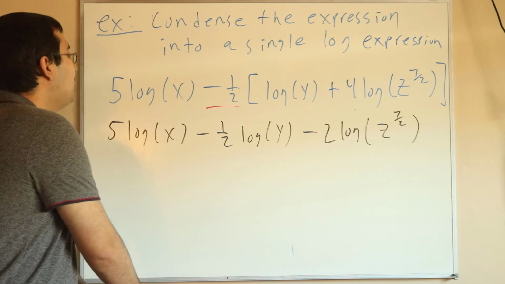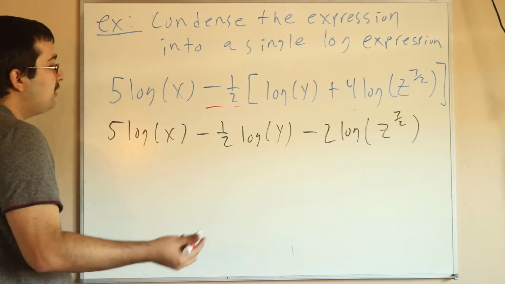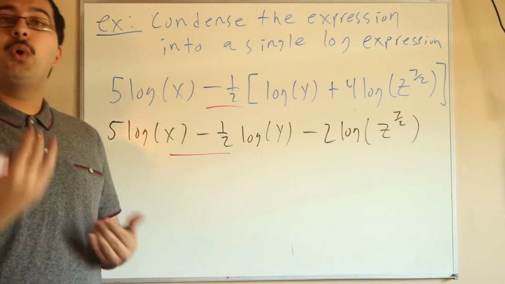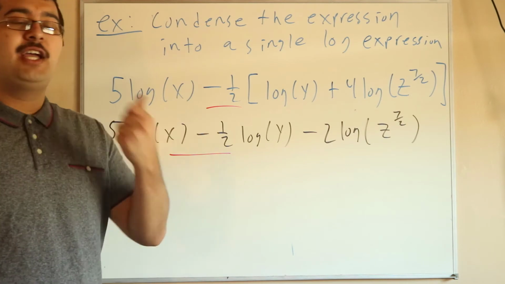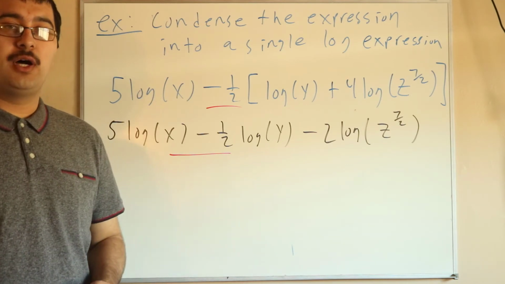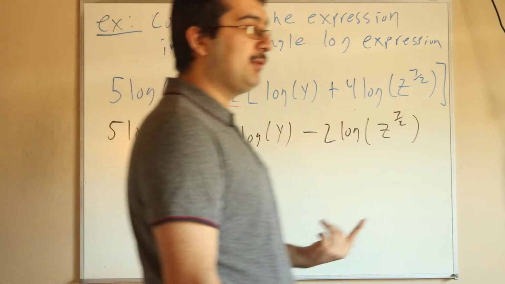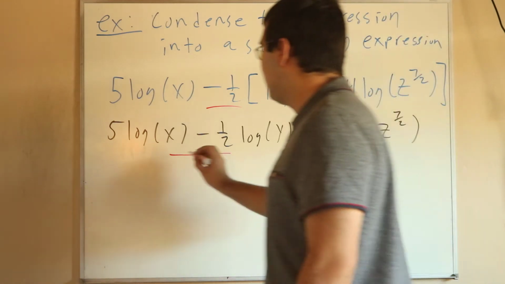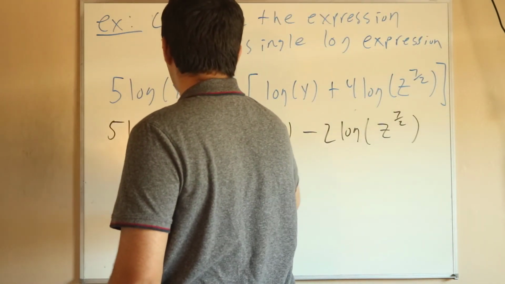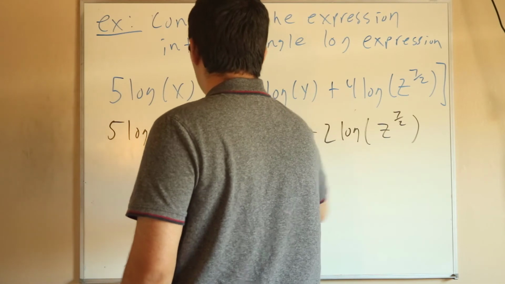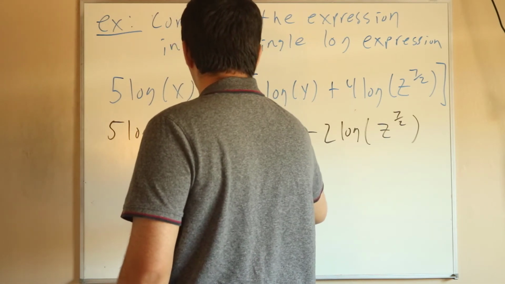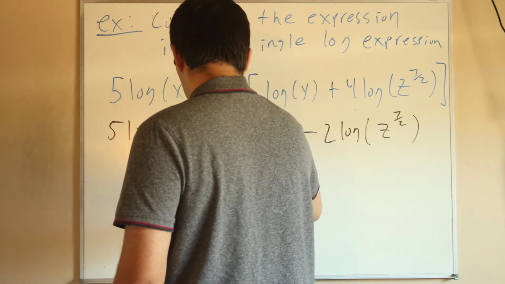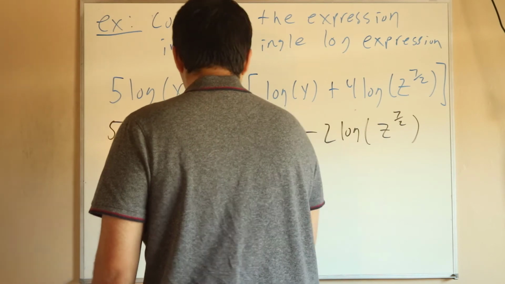So with those properties we have, I could notice that right here I have a difference of logs. And so the quotient property tells me that the difference of logs can be written as a division inside a single log. Now however, we have to be careful, because we cannot use the quotient property here yet. This is a very important note. We cannot use quotient property yet.